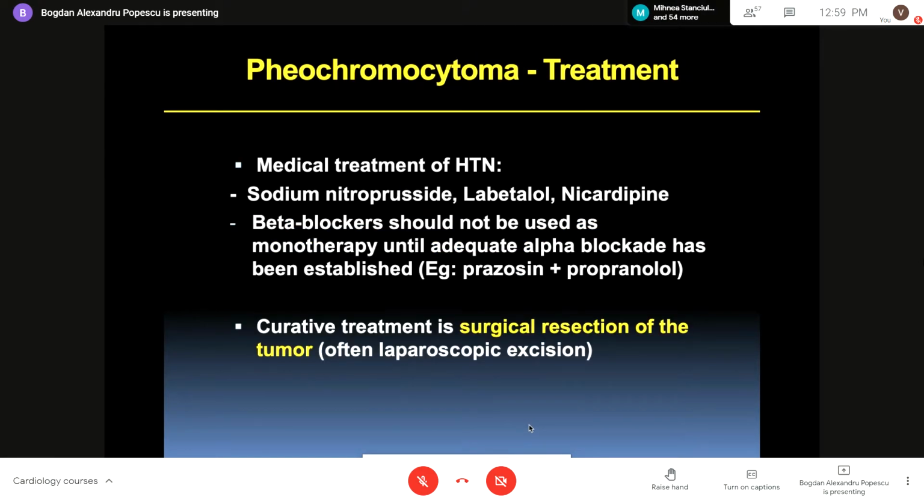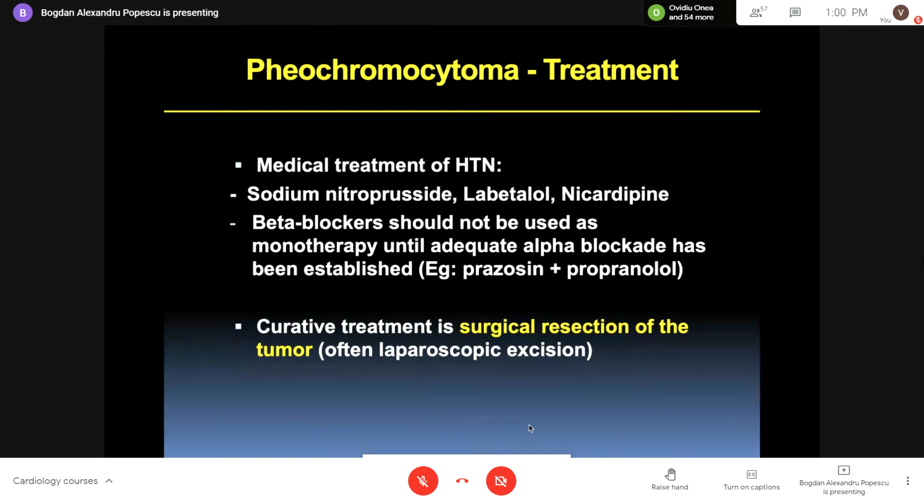How do we treat it? We have medical treatment, and this is usually the one that you start with. Sometimes you need intravenous treatment because the increases in blood pressure values may be quite severe, so you need a very rapid way of decreasing blood pressure values. You may use sodium nitroprusside, labetalol, or nicardipine. You should not use beta blockers as a monotherapy unless you have adequate alpha blockade.